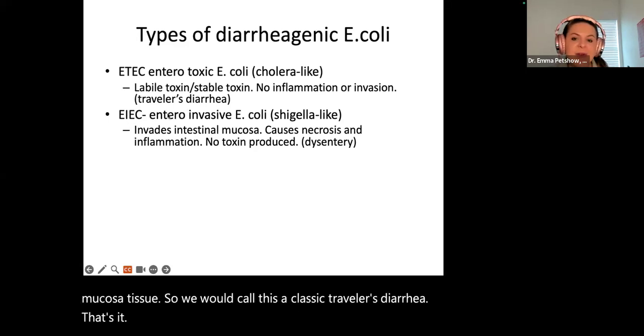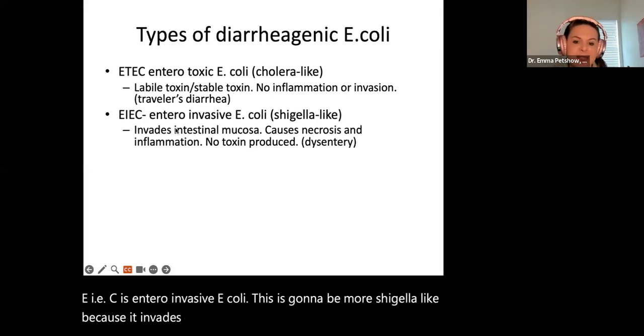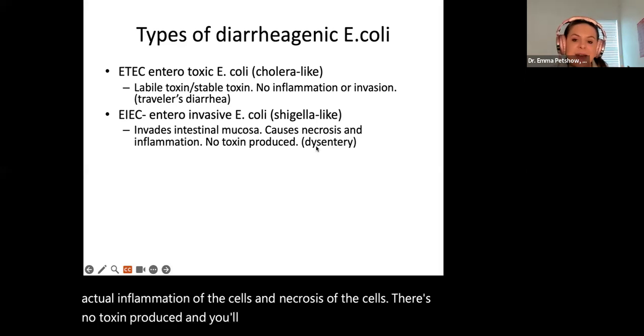EIEC is entero-invasive E. coli. This is going to be more Shigella-like because it invades the intestinal mucosal cells. This can lead to actual inflammation of those cells and necrosis of those cells. There's no toxin produced, and you'll see more of a dysentery-like reaction.